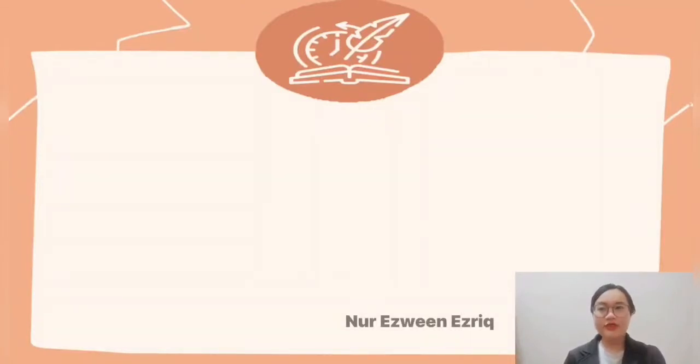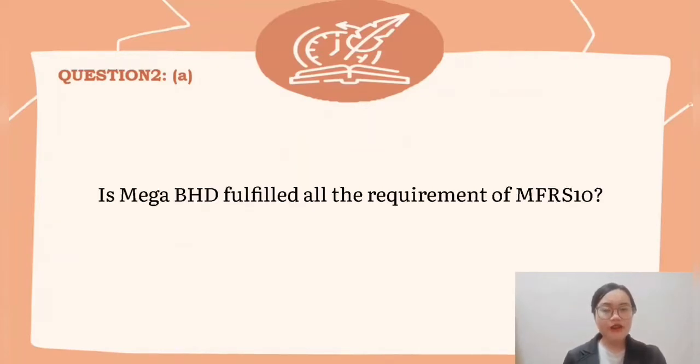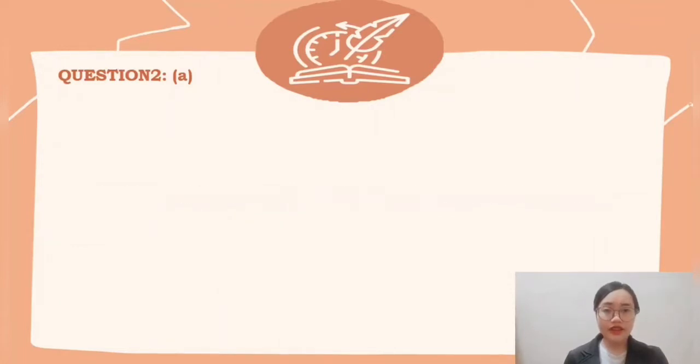Question 2. In question 2, Damia and Delisha was contented with the idea that the investment in Delhi should be applied. The acquisition methods and financial statements of Delhi should be consolidated with Mega Berhad according to MFRS 10. The question is, does Mega Berhad fulfill all the requirements needed according to MFRS 10? Let us find out and find the solutions based on the standard.